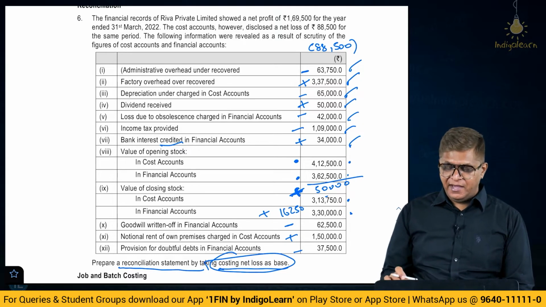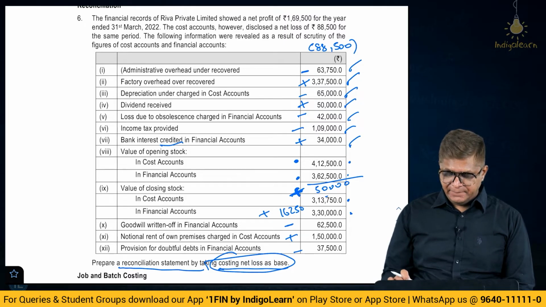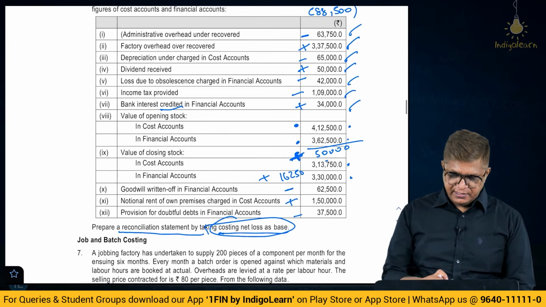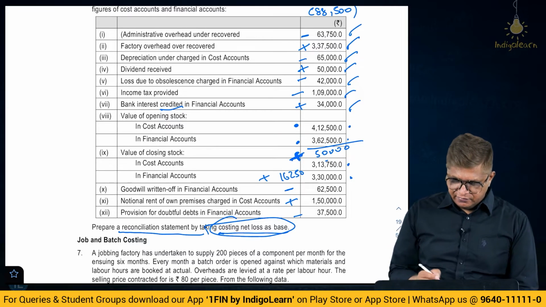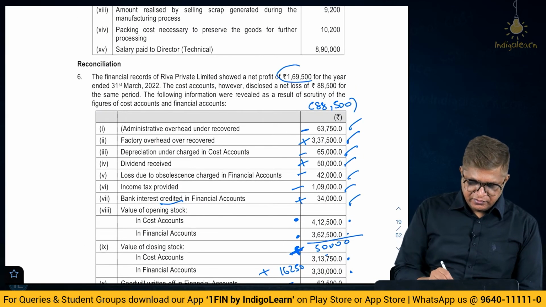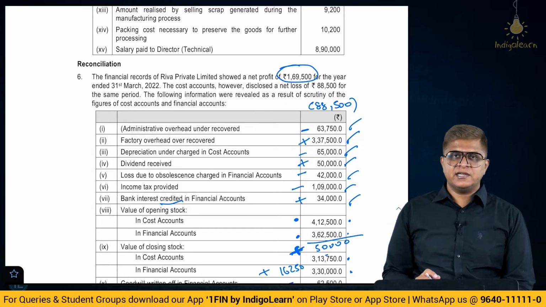So let's quickly do the math. So minus 88,500 minus 63,750 plus 337,500 minus 65,000 plus 50,000 minus 42,000 minus 1,09,000 plus 34,000 plus 50,000 plus 16,250 minus 62,500 plus 1,50,000 minus 37,500, we arrive at 1,69,500, which is given as the financial profit. So this is how the reconciliation has to be prepared.